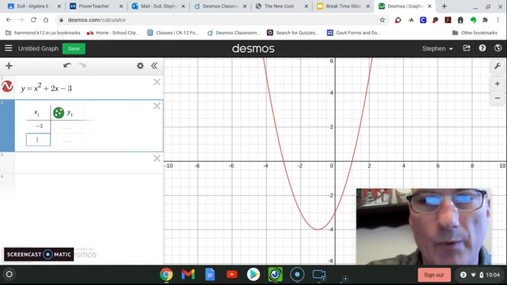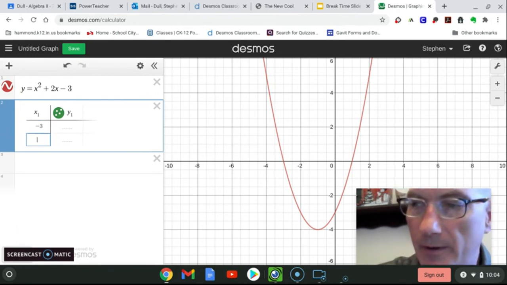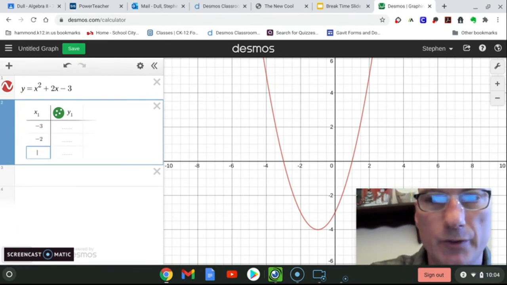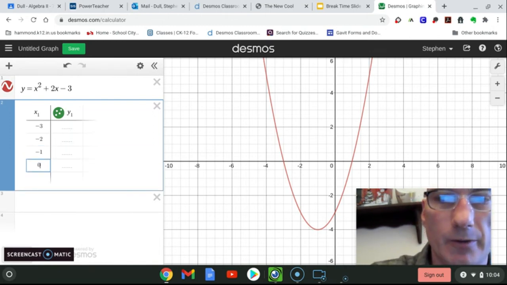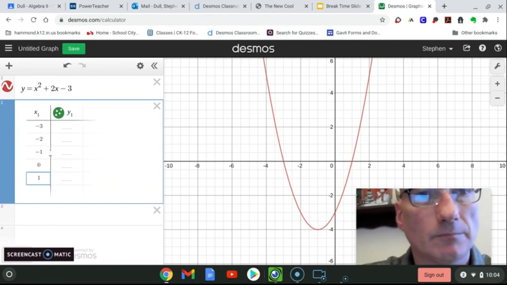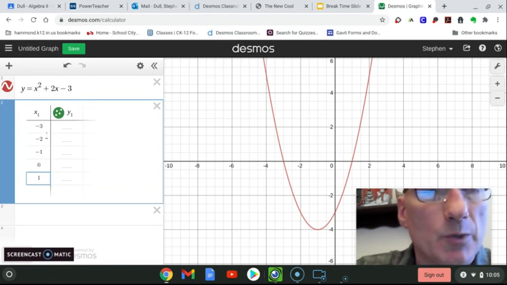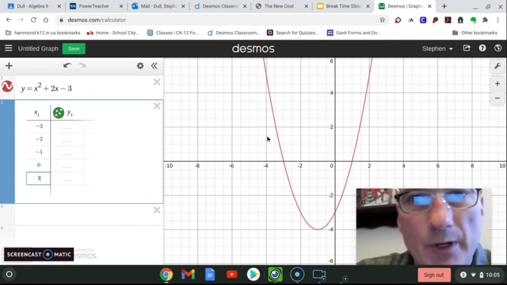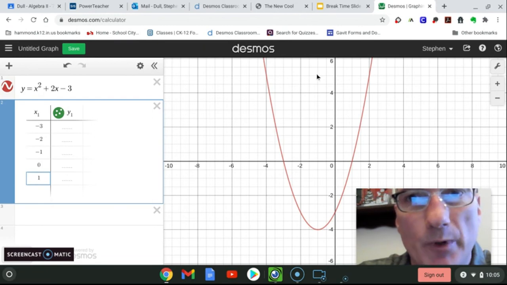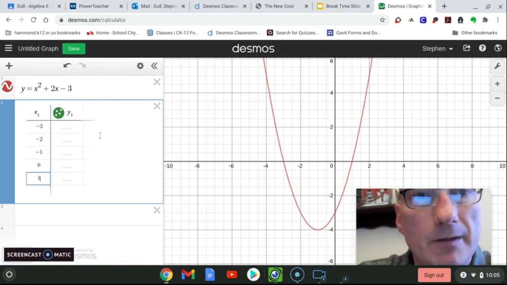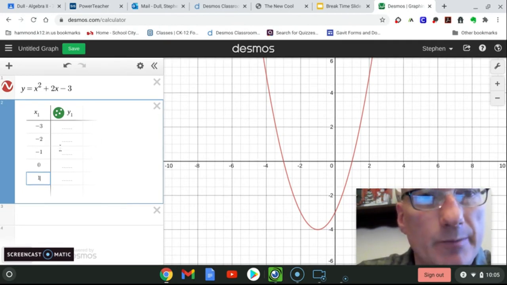So in our table, our x values were -3, -2, -1, 0, and 1. We set this up on purpose because we know that the graph of a quadratic is symmetric. This parabola is a symmetric object. It has one line of symmetry that goes right down the middle vertically. And when we say the middle, well, we found the equation of the axis of symmetry is x equals -1.